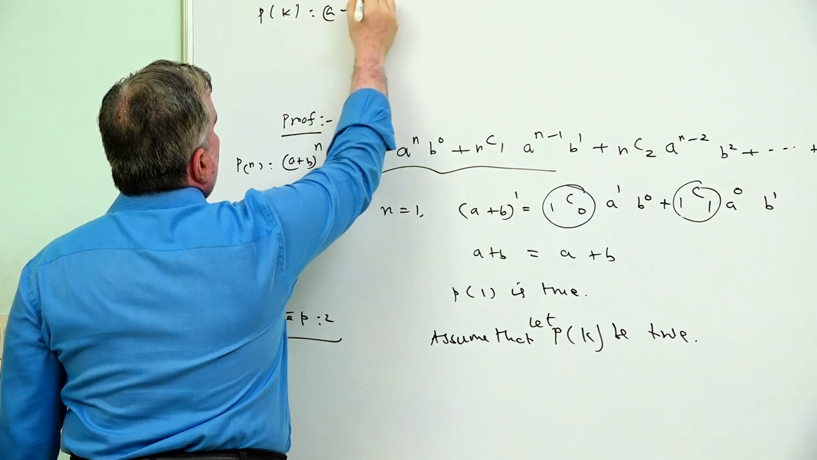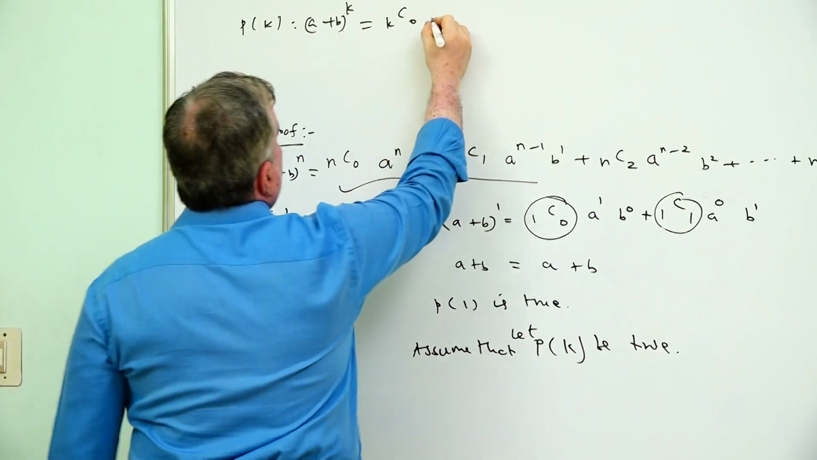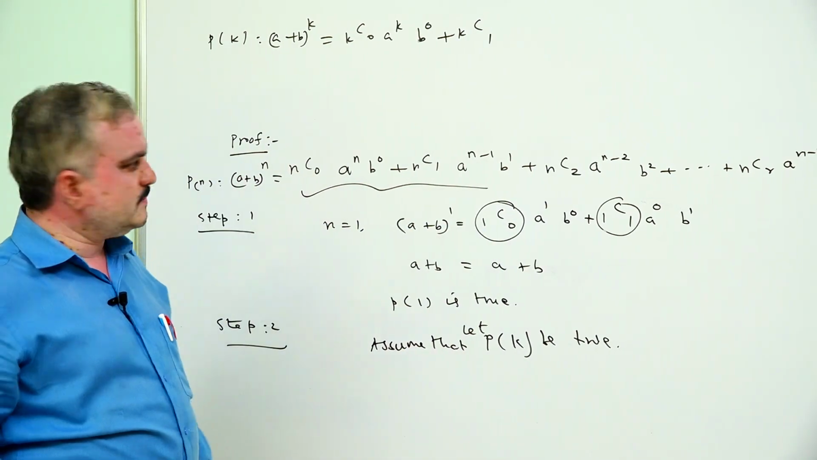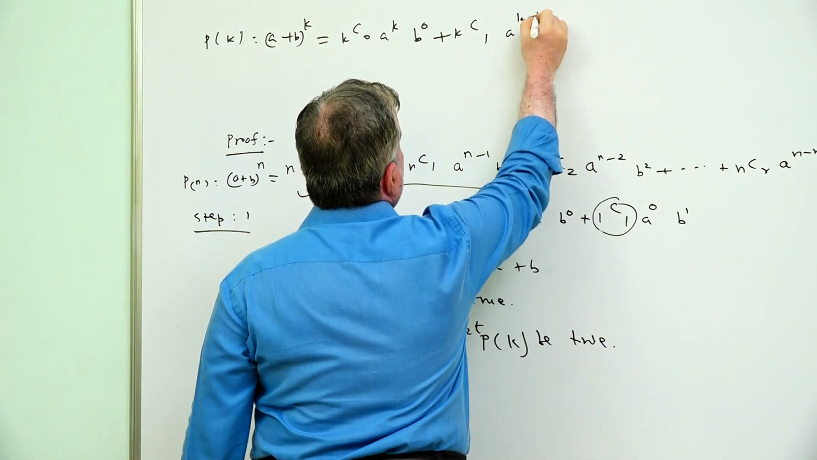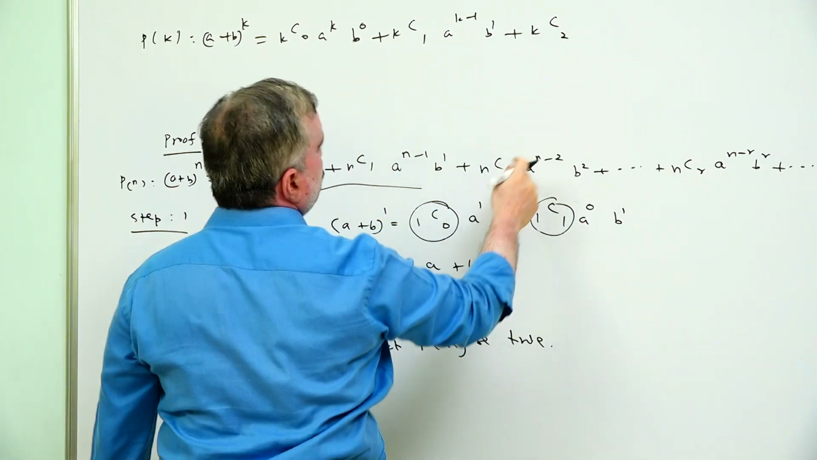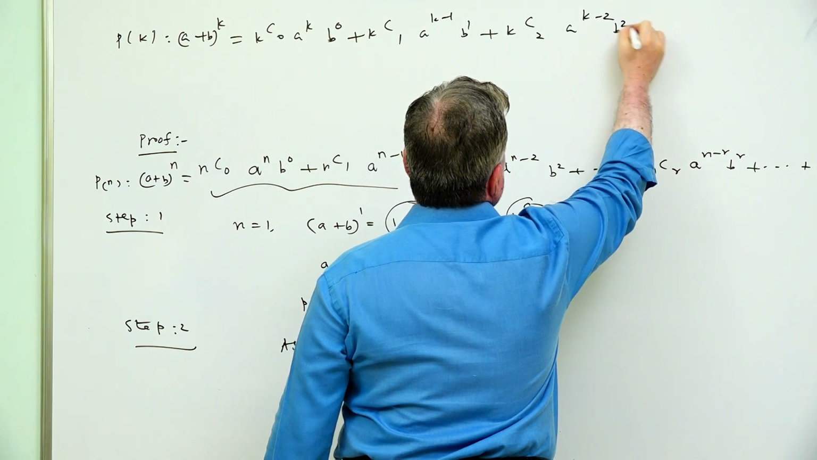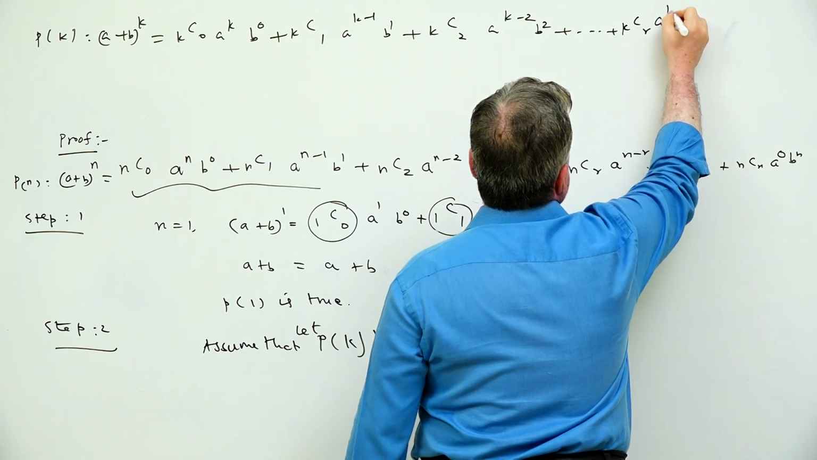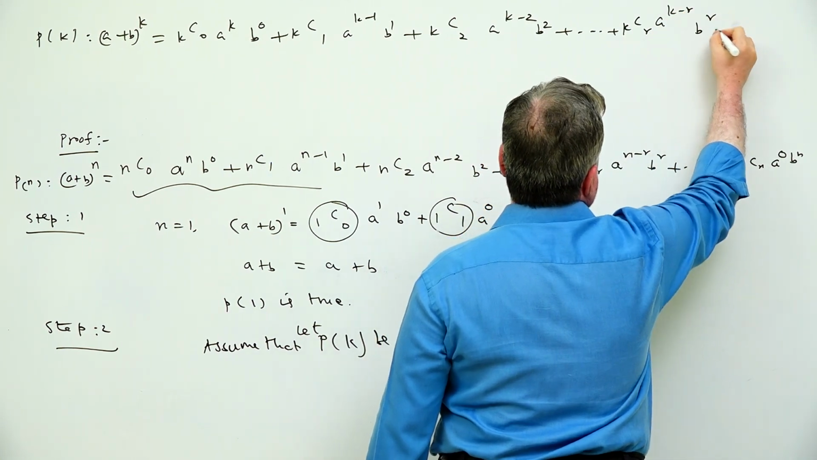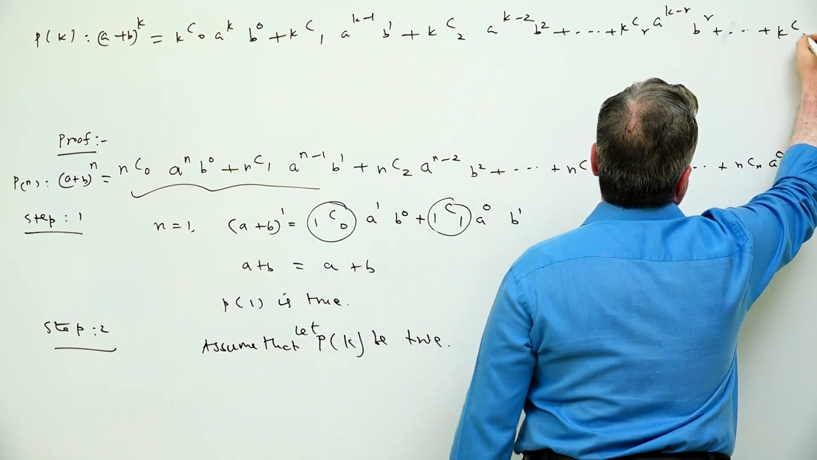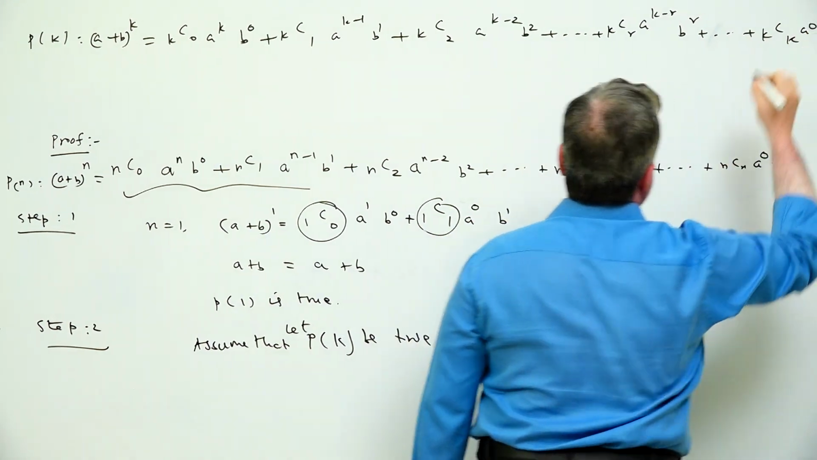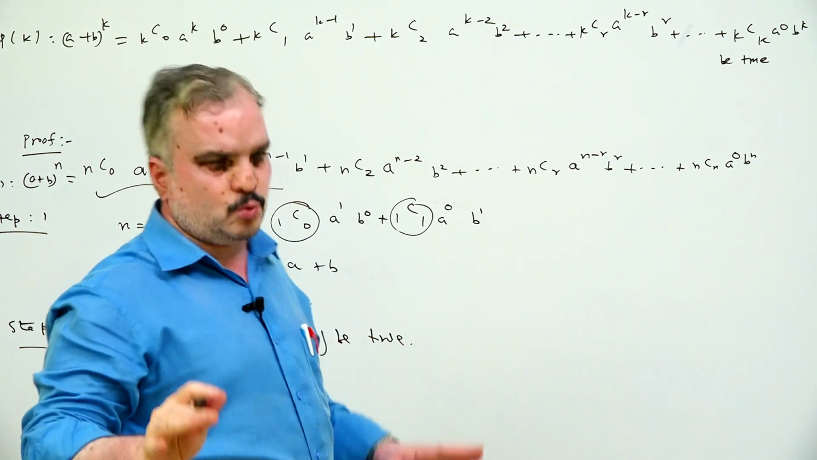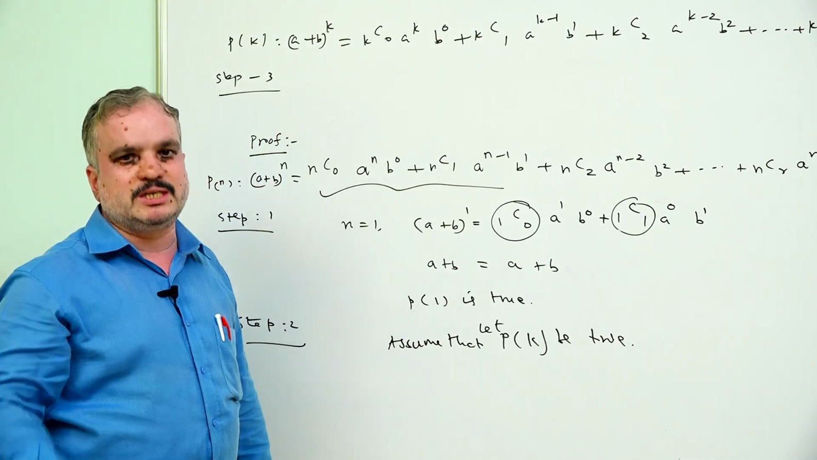So P(k): (a + b)^k equals kC0 a^k b^0 + kC1 a^(k-1) b^1 + kC2 a^(k-2) b^2 + etc. ... + kCr a^(k-r) b^r + ... + kCk a^0 b^k, is assumed to be true. We assume that P(k) be true. Step 3: we have to prove P(k+1) is true.